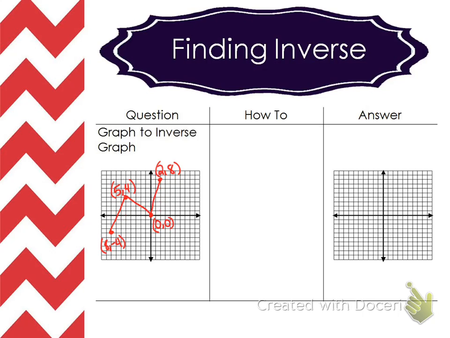Okay, so to find the inverse, this is an easy one. All you're going to need to do is, once again, switch x and y. That's the key here. So now let's graph switching x and y. So you're going to take negative 8, negative 4, and do negative 4, negative 8. Okay, right there. Then you're going to take 5, 4, and do 4, 5.